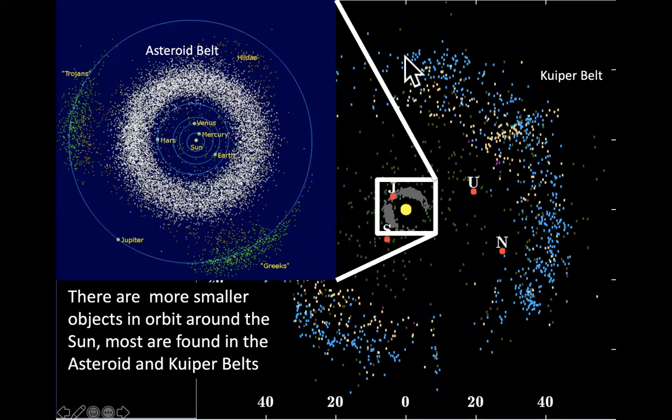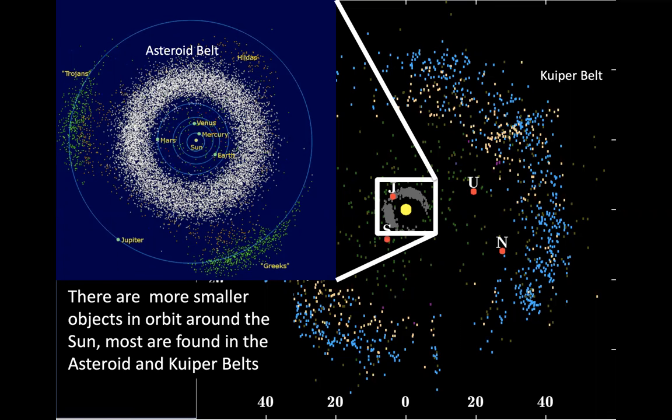Okay, so hi everybody. In this presentation, I want to talk about the other objects in our solar system, the asteroids, the comets, the trans-Neptunian objects. Now, these objects are found throughout the solar system, but they're most concentrated in two locations. The asteroids are mostly found in the asteroid belt, which is a region between the orbits of Mars and Jupiter. The trans-Neptunian objects are mostly found in the Kuiper belt, which is found outside the orbit of Neptune.